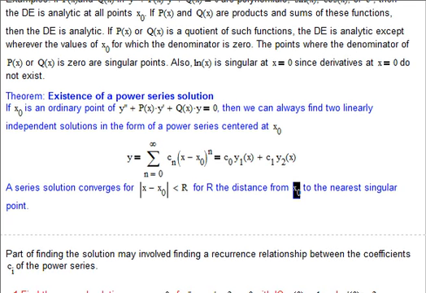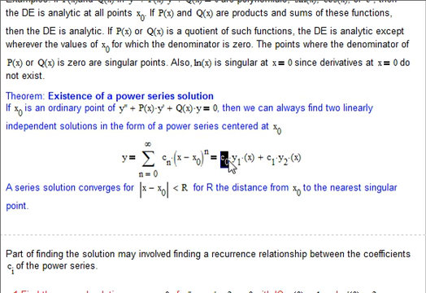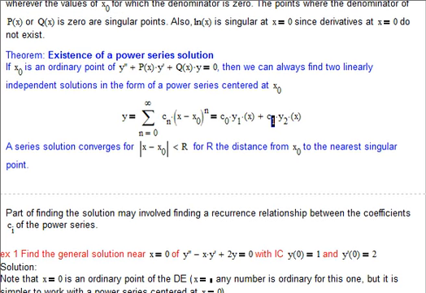So part of finding the solution may involve finding a recurrence relationship between the coefficients of the power series, some way that we can, say, factor out a C0 from part of the series and a C1 from part of the other. You'll see that when we get to an example. So, okay, better look at an example now. What do you think? You better solve that bad boy. Okay, we will, but that'll be in the next video.